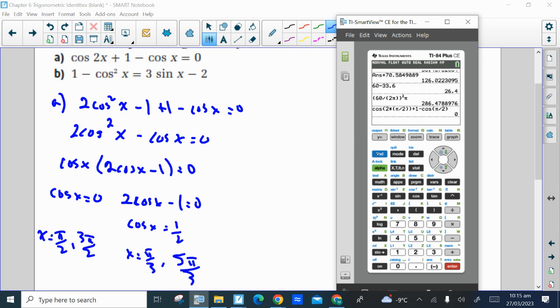Next, we'll try 3 pi on 2. So we'll insert a 3 there and there. That also works. We get 0. Next, we'll try, I'm going to do the 5 pi on 3 first.